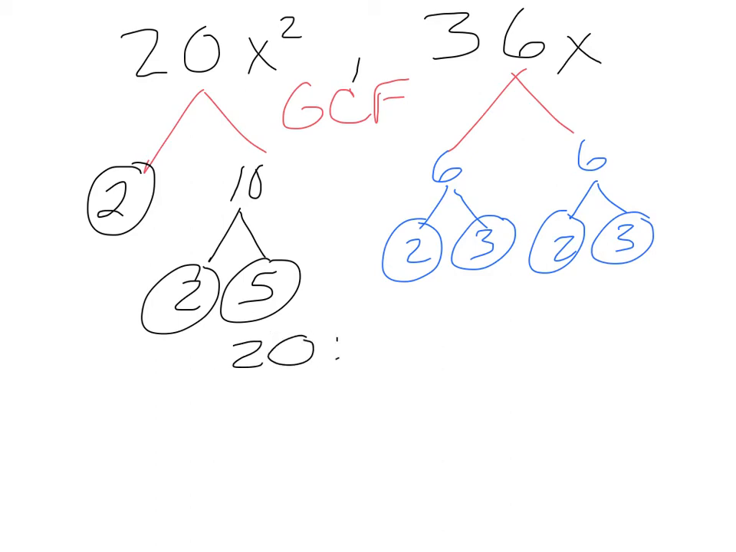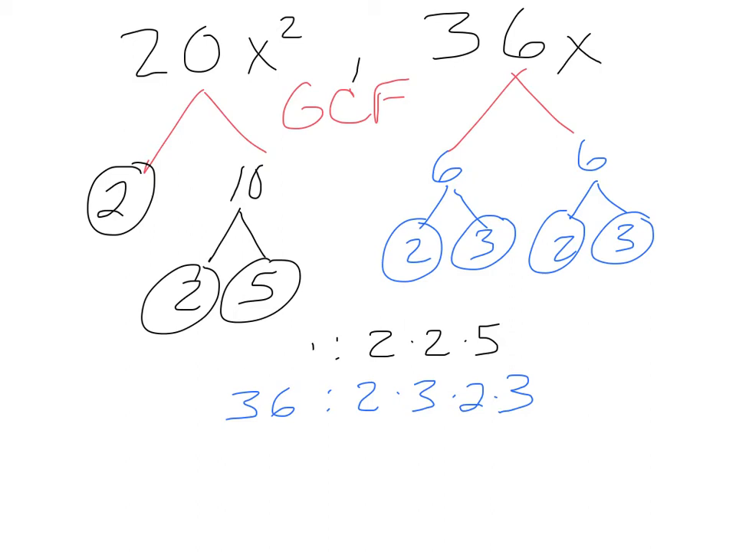I write it vertically so it's easier to see if there are any numbers that match up. So here we go. We've got 20 is 2 times 2 times 5, and 36 is the same as saying 2 times 3 times 2 times 3. Now, hold on a second. This number isn't really 20, it's really 20x squared. And this number isn't exactly 36, it's 36x.